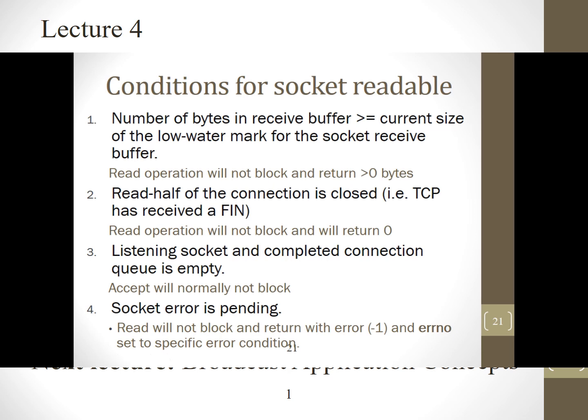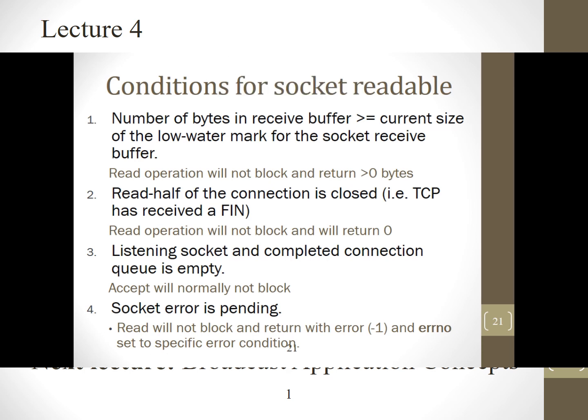And the fourth condition for socket readable is socket error is pending. Here it says read will not block and will return with error -1 and errno set to the specific error condition. So this is another one. Socket error is when some error is pending in the socket. In that situation also the socket is readable. Until the error is removed, the socket is readable. When the error is removed, then the socket is no more readable, and the connection is closed.